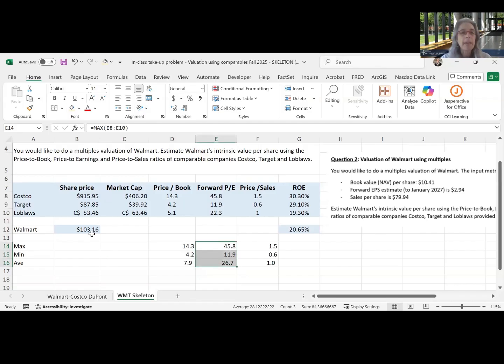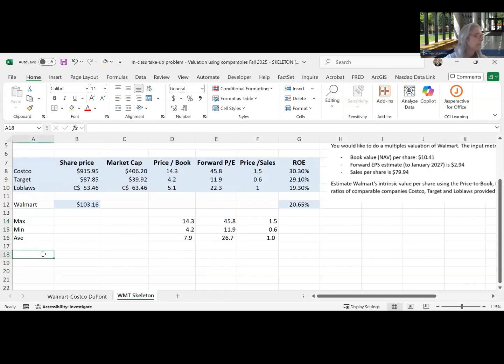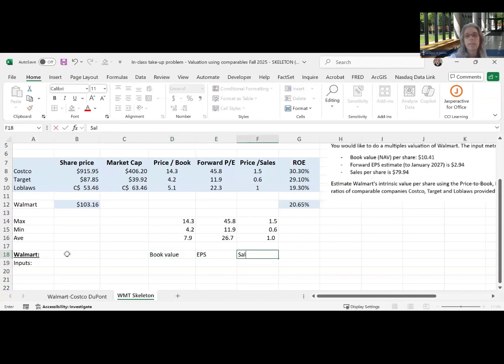So we've got the minimum and maximum. So now if we want to look at Walmart, my inputs for Walmart are the book value, the earnings per share, and the sales per share. I'm just lining it up so that it's underneath.